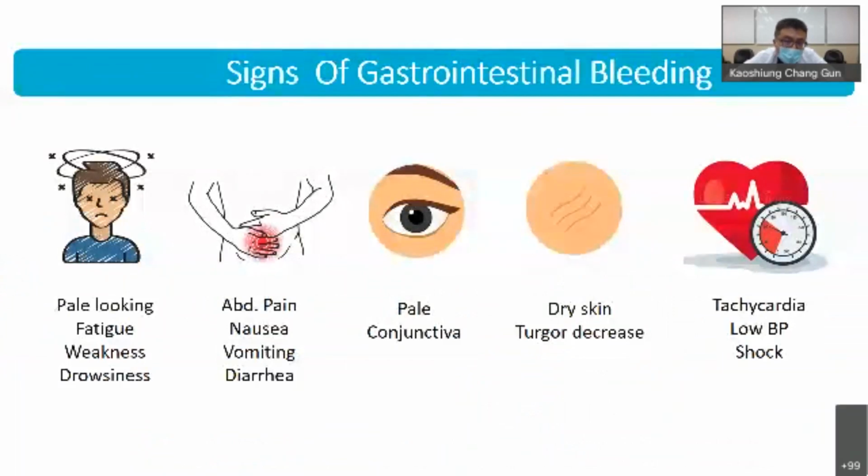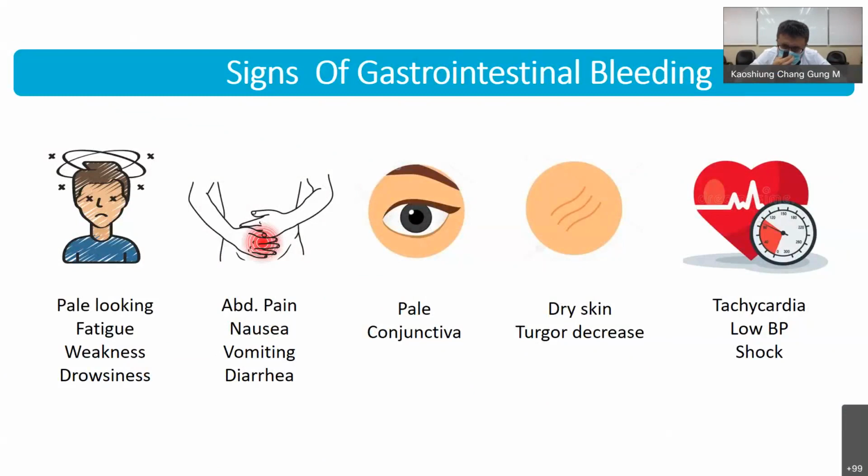How about the severity of gastrointestinal bleeding? You will note it during physical examination. I think you will see the patient looking pale, with pale conjunctiva, and the patient may have fatigue and weakness. If patients have low blood pressure, maybe they have consciousness change or shortness of breath. How about abdominal pain? Maybe the patient has or has not abdominal pain.